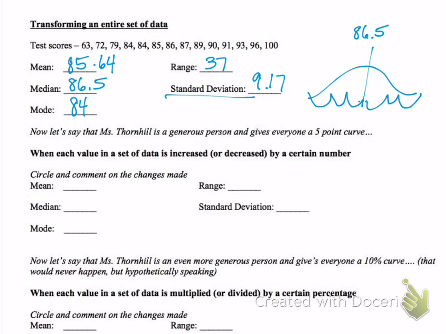59.5, and then 86.5 plus 27, 113.5. About 99.7% of everyone scored between a 60 and 113. That's just a fun fact, but you don't have to have that memorized. I just think it's really interesting.